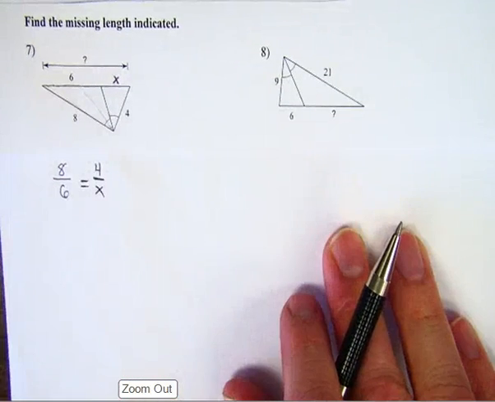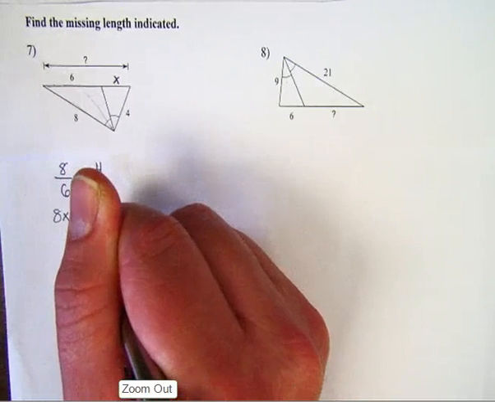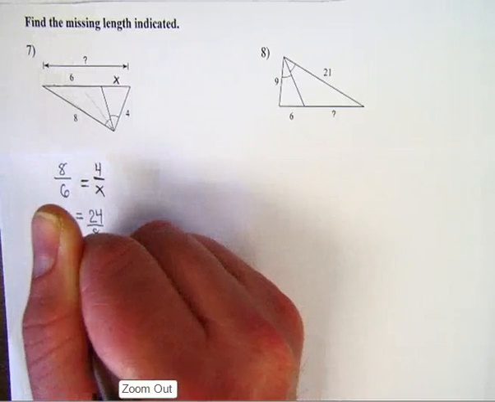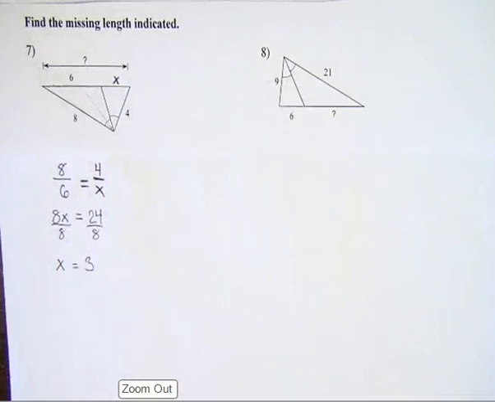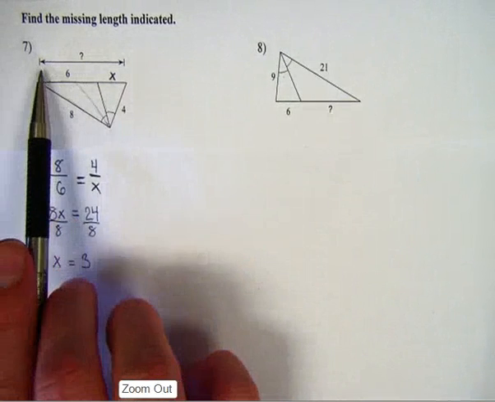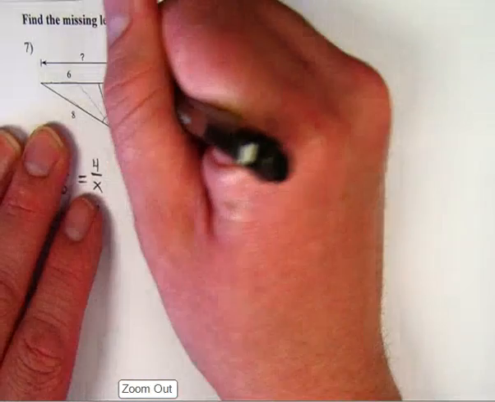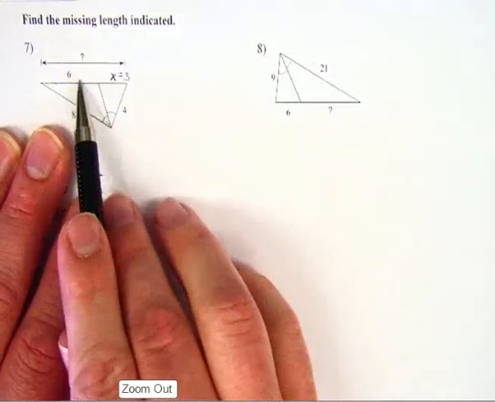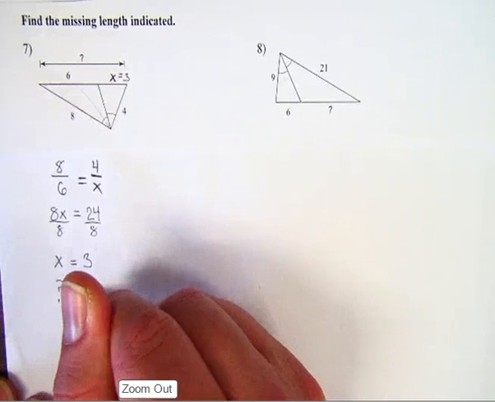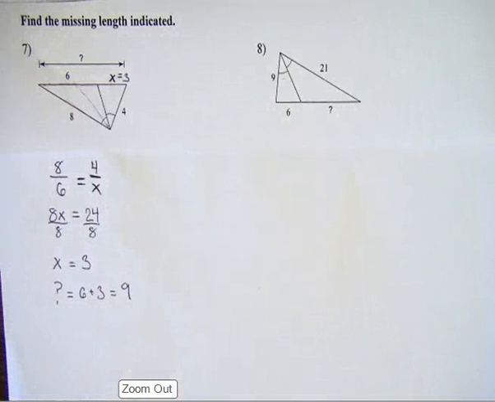Now I'm set up in a situation where I can cross multiply. 8x would be equal to 24. Divide both sides by 8, and I find that my side that I didn't know was 3. Now I have to be careful on this because the thing that it asked for is this entire side. Well, I now know that x is 3, and so if this part is 6 and this part is 3, our question mark length will be 6 plus 3, or 9 units long.